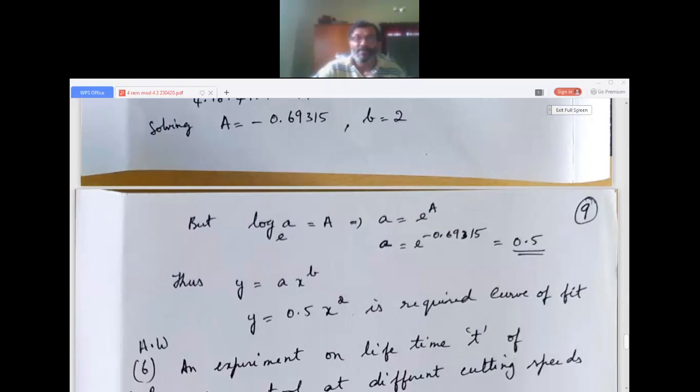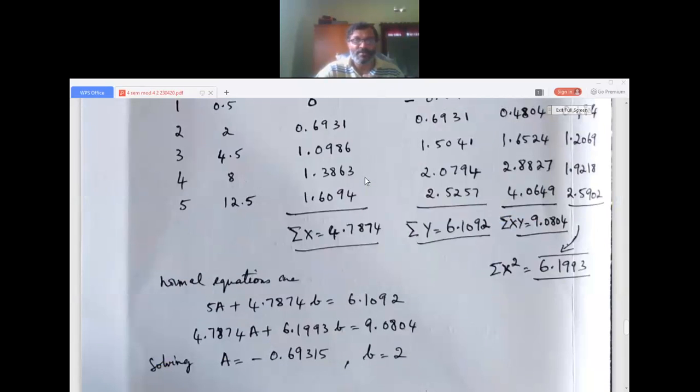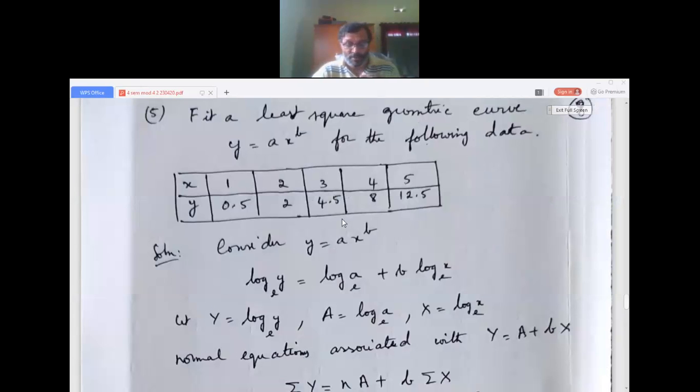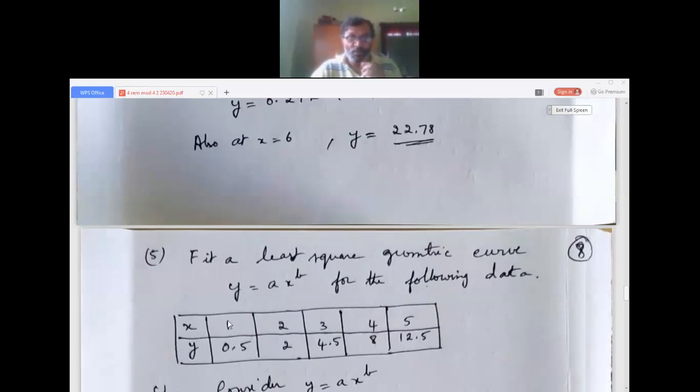So once again I will explain this, because this is a problem of a different type. You have to use logarithms, and the rest is all straightforward. Fit a least square geometric curve y equals a into x power b for the following data. X is given as 1, 2, 3, 4, 5. Y is 0.52, 4.58, 12.5. There are 5 inputs, so n equals 5.